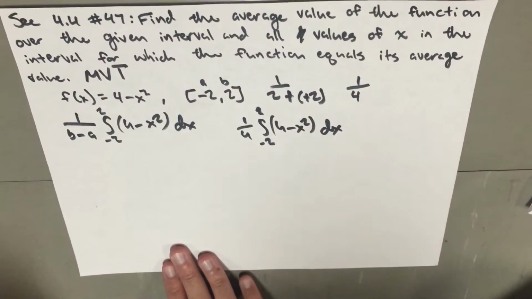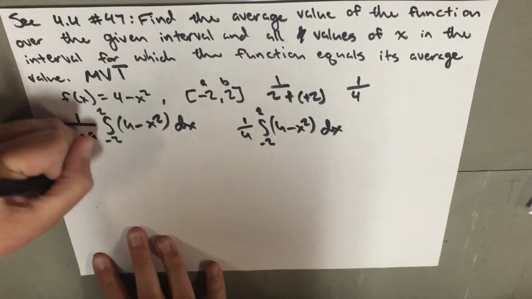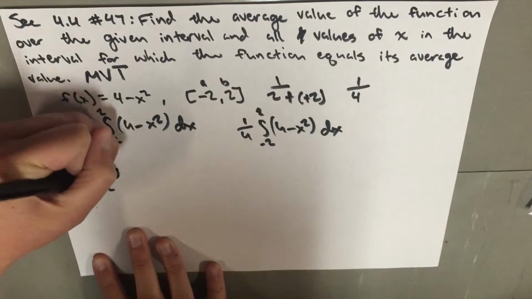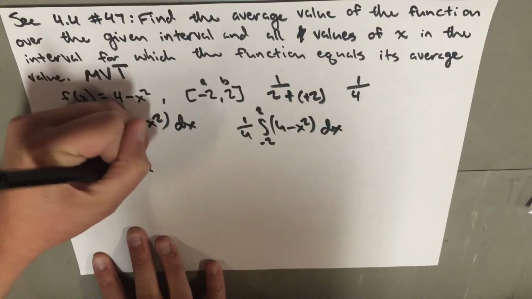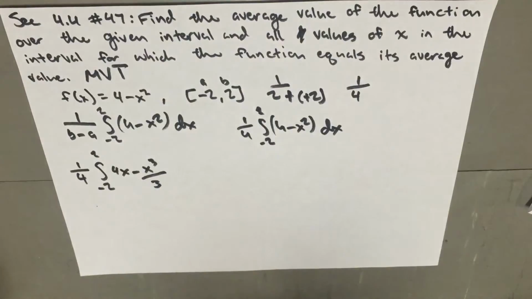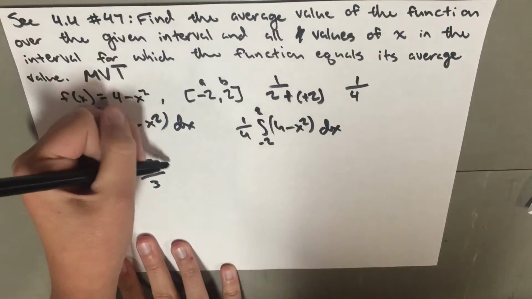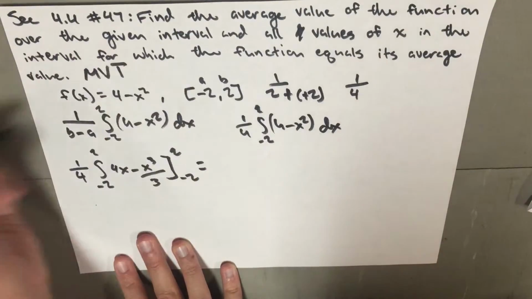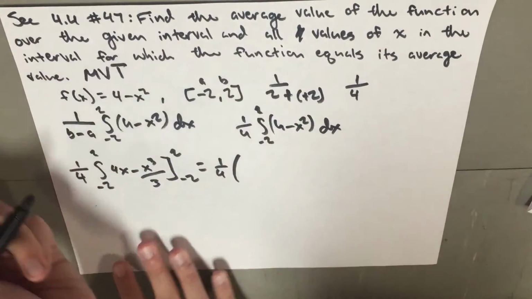And so now we get to integrate our formula. So let's keep going down here. 1/4, 2 to -2. And to integrate, 4x minus x cubed, you just add 1 to the exponent and then carry it to the bottom, minus x cubed over 3. And so now we get to evaluate that at 2 and -2. So that will equal 1/4 times our quantity.